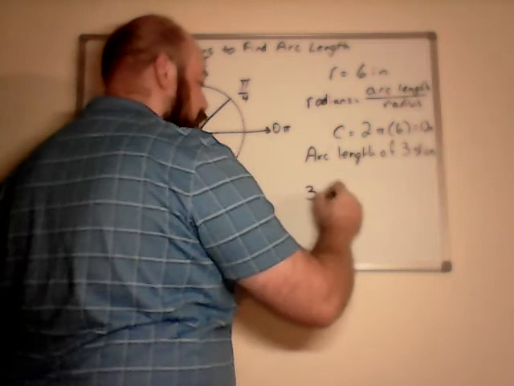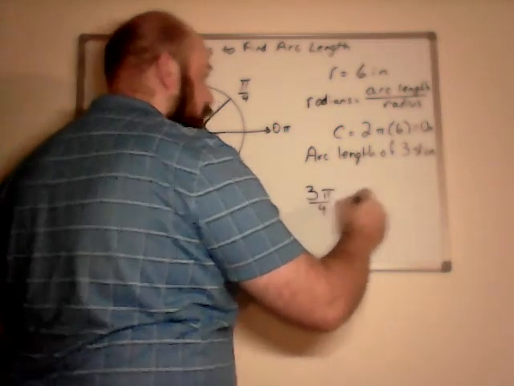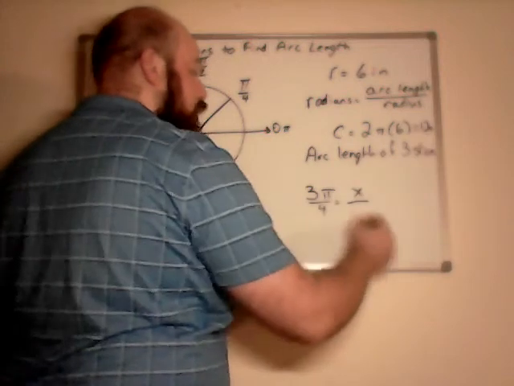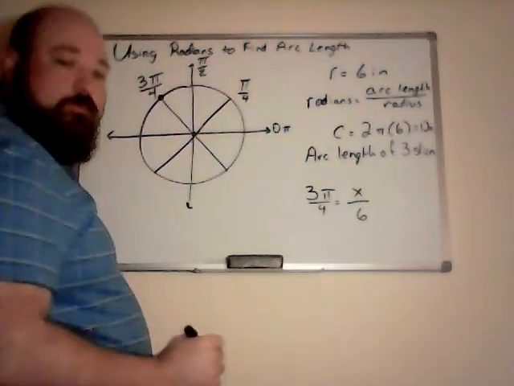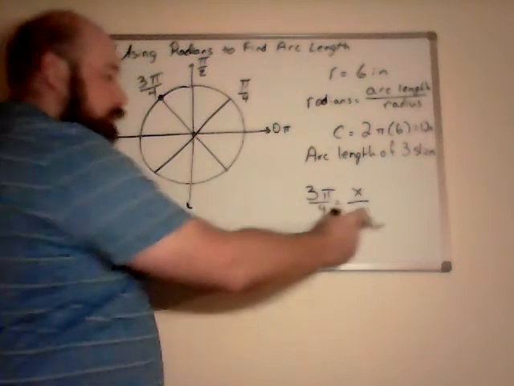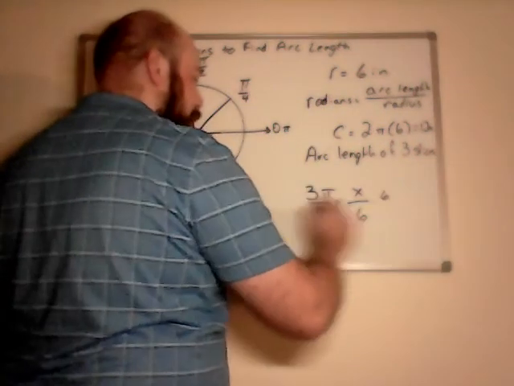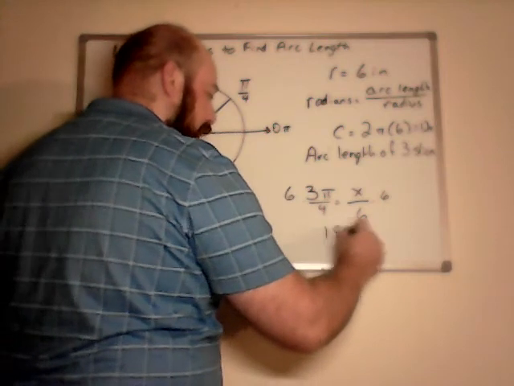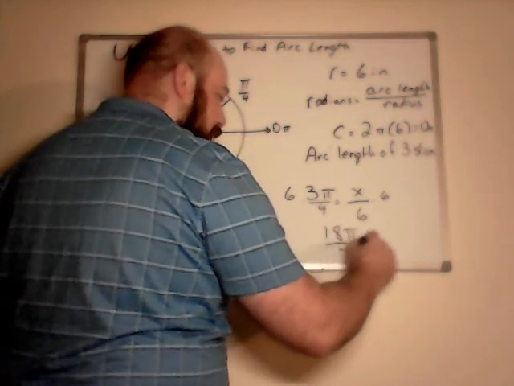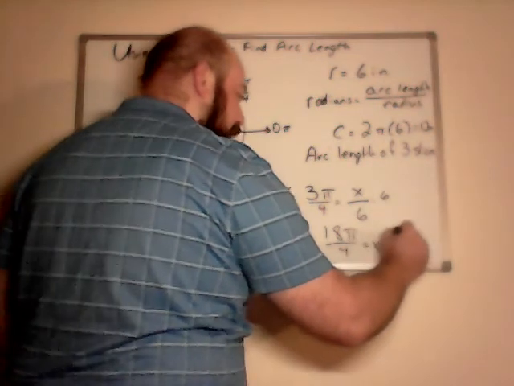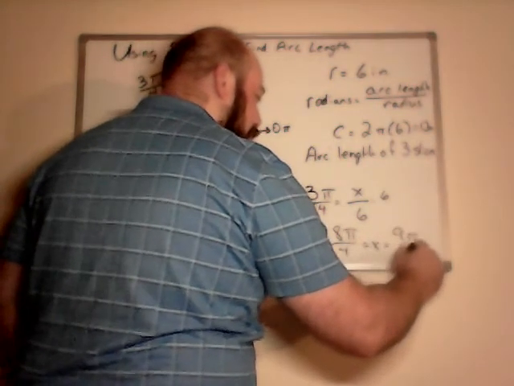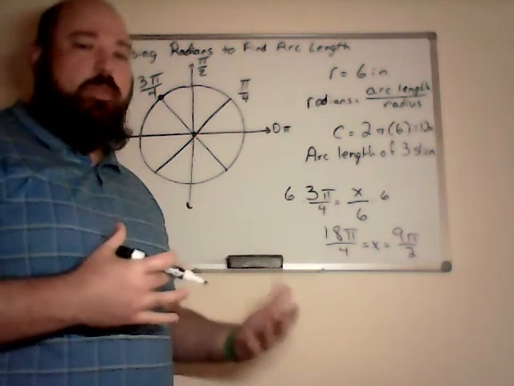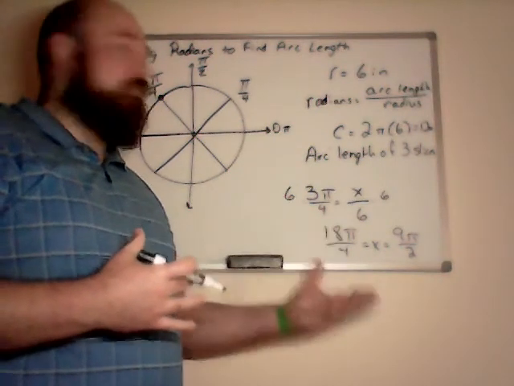Now I can use this information to plug it in here. My radians, 3 pi over 4, equals my arc length, which I don't know, x, over my radius, which I know is 6. To solve this, I multiply both sides by 6, and I wind up with 18 pi over 4 equals x, which simplifies to 9 pi over 2. If we write it as a decimal, that would be 4.5 pi.